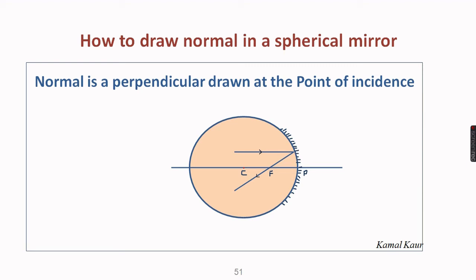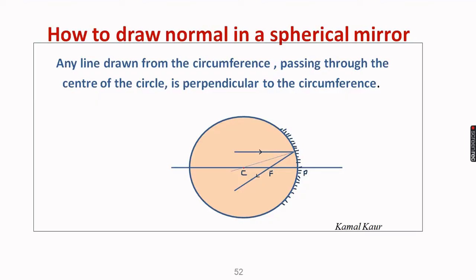It appears a little difficult, but actually it is not. As we have studied in maths, if in a circle we want to draw a perpendicular at any point on the circumference, then we need to connect that point with the center of the circle. So in this case also, if we connect this point of incidence with the center of curvature, this line will be perpendicular at this point and it will act as the normal. So then we can measure the angle of incidence and angle of reflection and find out whether it is obeying the laws of reflection or not.